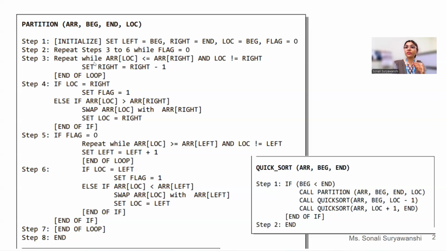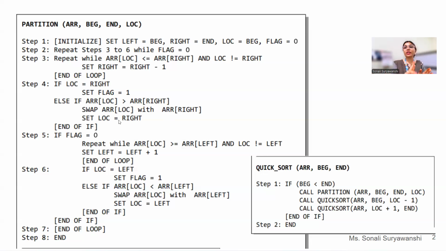If nothing of this is happening, that means my LOC is actually greater than the right value, which is a false condition because I want LOC to be always lesser than the right value. So if this is not so, we swap the two values, and we update our LOC as right. That means now your LOC will go to the right side because we swapped the value to the right value. Now this is the condition where LOC was on the left and we are comparing it with the right element.